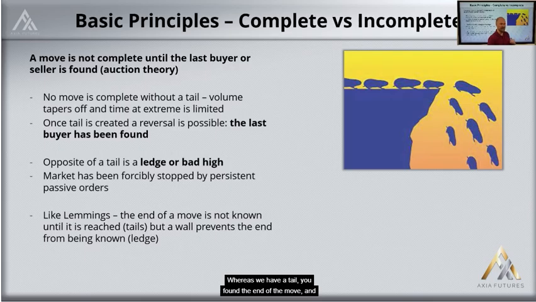Whereas with a tail, you found the end of the move, and it's being shown to you. With a ledge, you don't know where it is. And so imagine once you've got this build-up of people on one side of the wall, eventually the wall can break. And when it does break, you'll get this rush through. Now, if the edge is right behind that, people rush through, fall off the edge, and that's the end of the move. Or they rush through and they keep on going until they find the new edge, the end of the move.